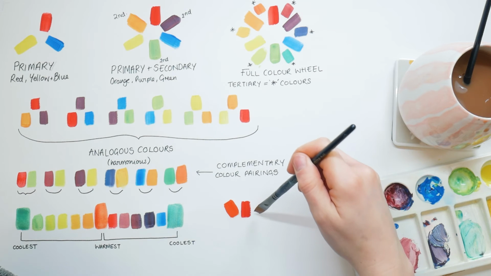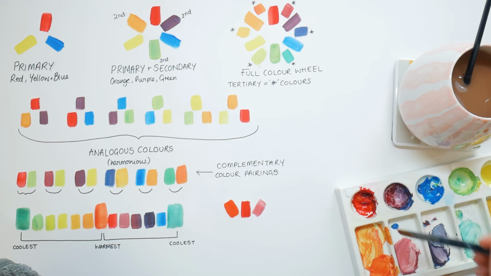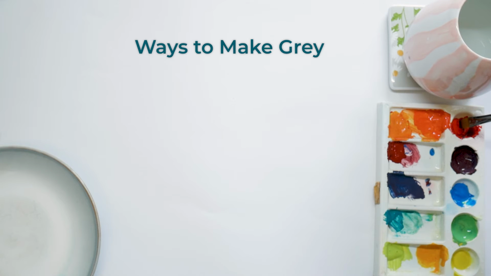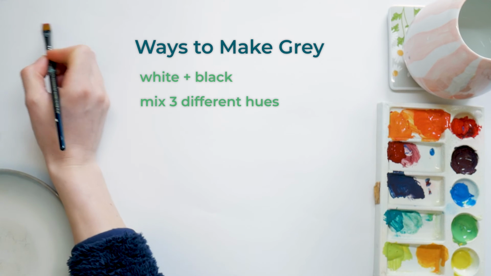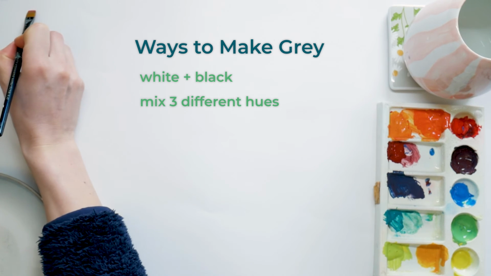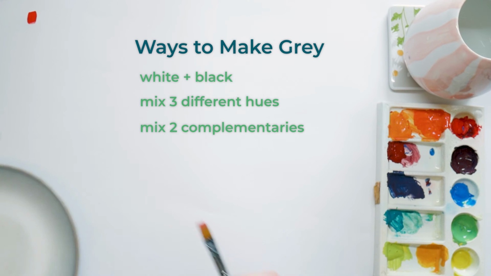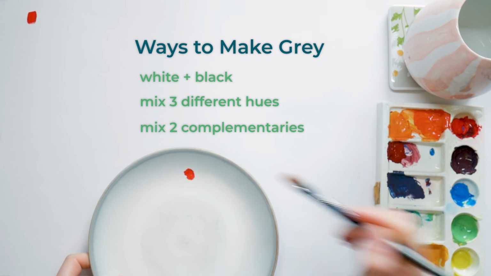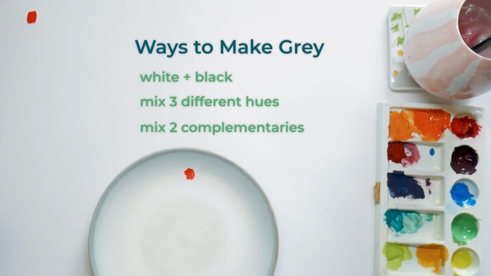So far, we've only looked at pure colours. We haven't thought about greys or those sludgy browns. A grey doesn't just have to be a white plus black. A grey can be made by mixing any three different hues together, so yellow, blue and red, or by mixing two complementary colours. When two complementary colours are combined, we call this a chromatic grey. It's like a sludgy brown-grey colour. It depends on which colours you've mixed and the ratios of them.